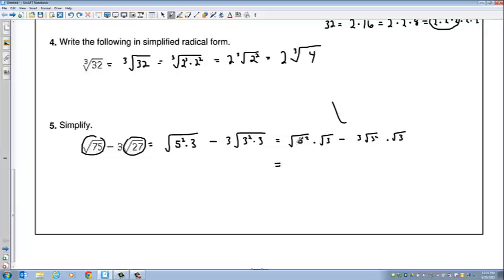Which then is equal to, so the square root of a square is whatever's inside there, so you get back 5, and then you have root 3, minus, you have 3 times the square root of a square is whatever's inside there, so that's a 3, and you have a root 3 on the end. And so that's equal to 5 square root of 3 minus 9 square root of 3, which is then equal to, I have 5 of these minus 9 of these, and so I'm going to get negative 4 of these. And so my answer is negative 4 root 3.